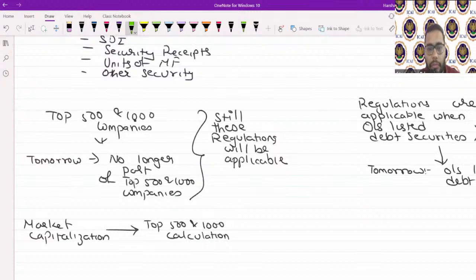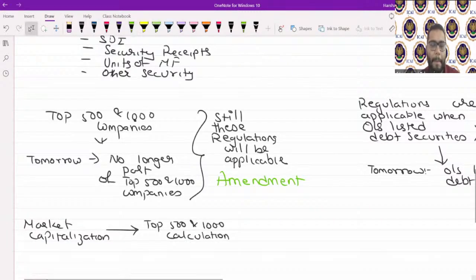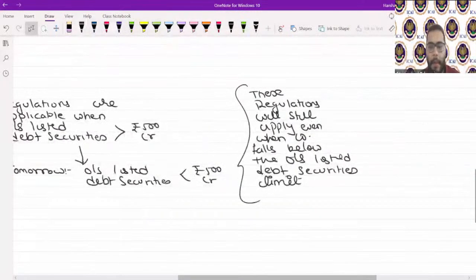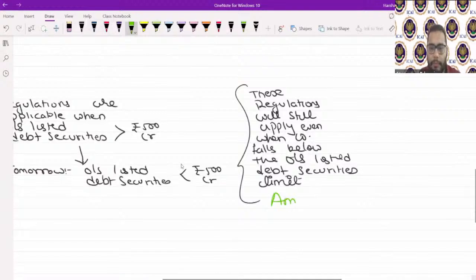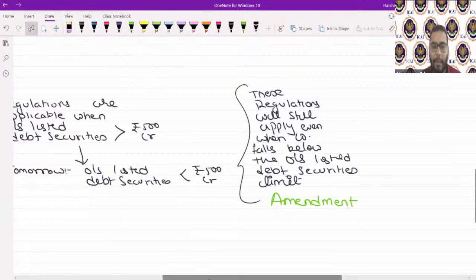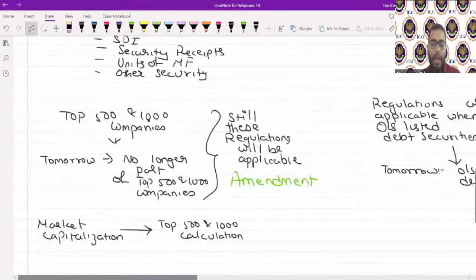So these both were amendments. Okay. Now this we were talking about applicability of LODR. Any doubt?